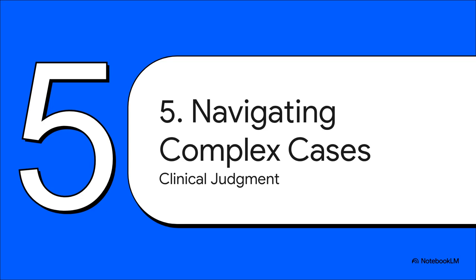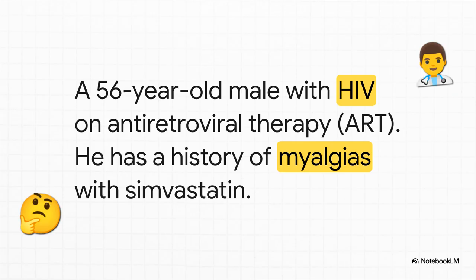But it's not always so simple. Patients are complex. The NCLEX knows this, and it will test your clinical judgment. So let's level up and look at a trickier case. Okay, meet RJ. Right off the bat, we've got two big problems here. First, he's tried a statin before, simvastatin, and it gave him muscle pain. Red flag number 1. Second, he's on ART for HIV. And some of those drugs, the protease inhibitors, are huge inhibitors of that same CYP3A4 enzyme system we just talked about with grapefruit juice. So we've got a massive risk for a drug interaction here.